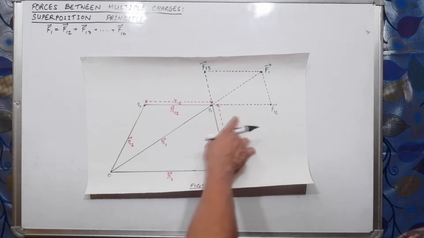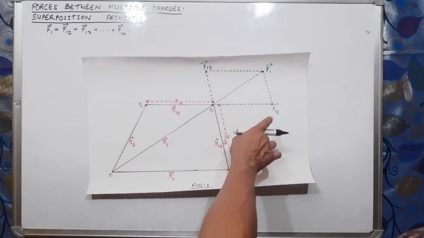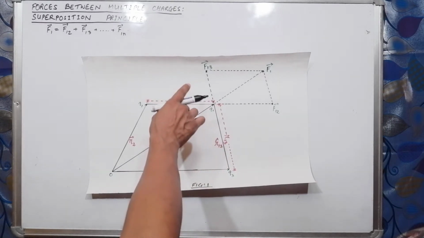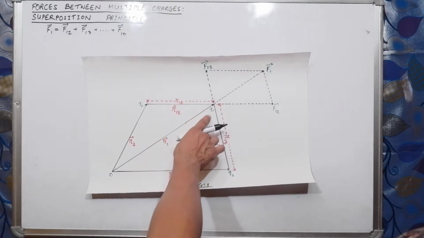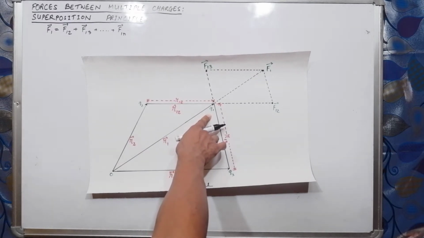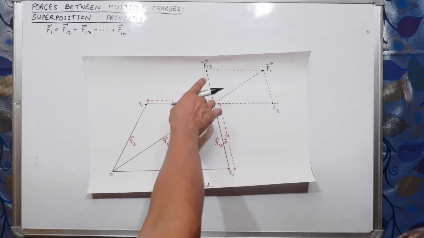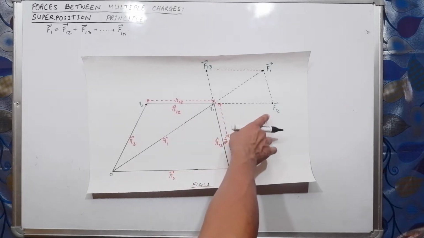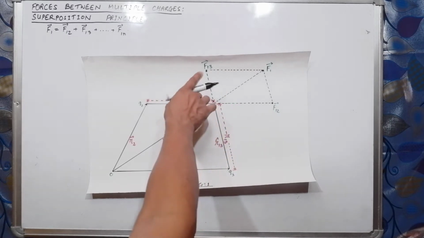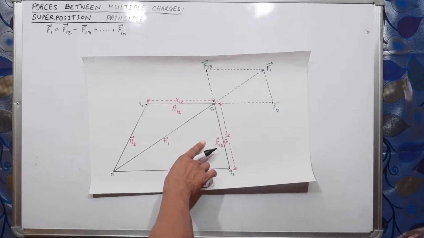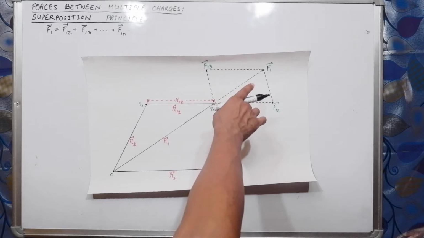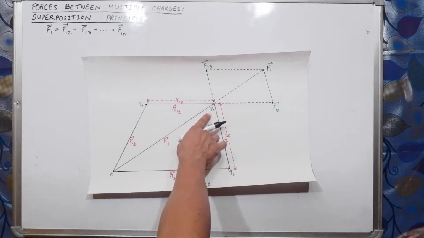We have a force between Q1 and Q2 denoted by F12, and a force between Q1 and Q3 denoted by F13. Now if we want to get the total force which is acting at Q1, we have to add the force F12 and the force F13 by parallelogram law of vector addition. If we do that, we get the resultant force F1. So the force F1 is the total force which is acting on Q1.